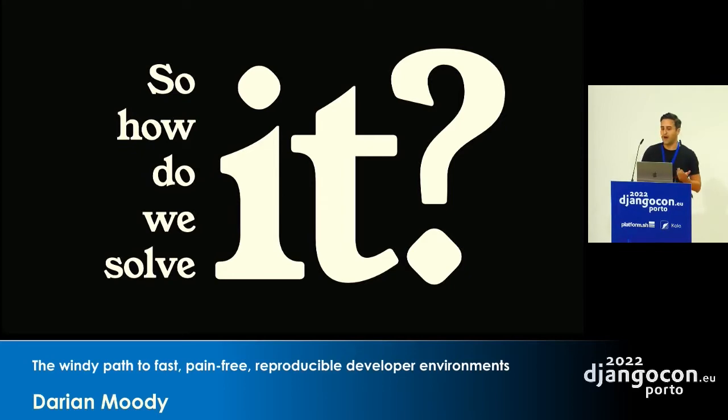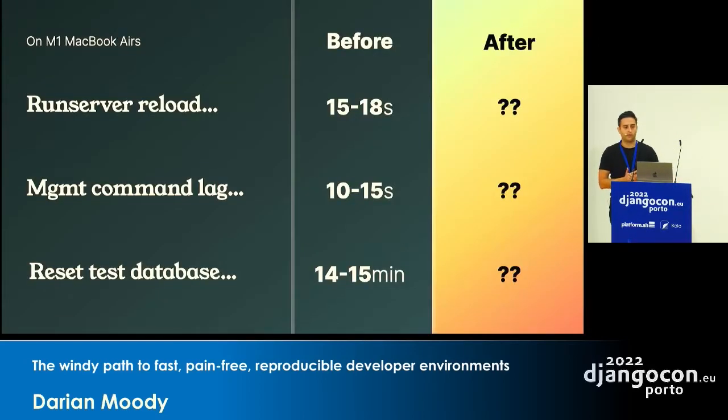And we know we don't want to go backwards to a world where we spend hours every week debugging various environment issues and versioning problems. So, what are we working with? What are we trying to improve? Our runserver reload was about 15 to 18 seconds on an M1 MacBook Air. Any management command would just sit there for about 10 to 15 seconds before it even did anything.